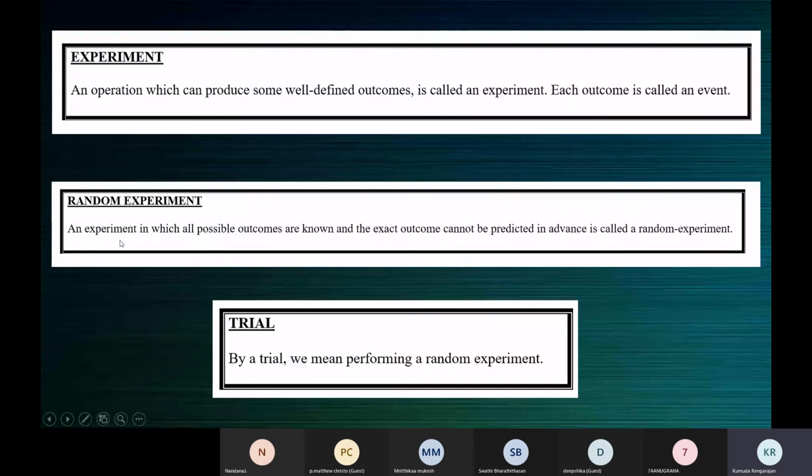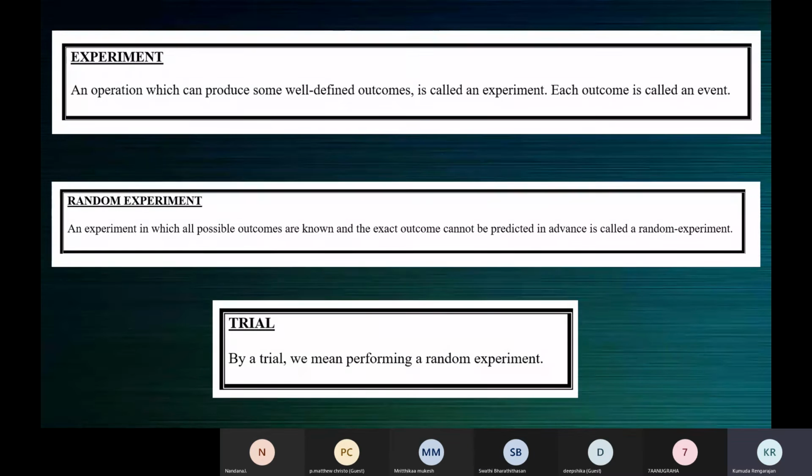An experiment in which all possible outcomes are known and the exact outcome cannot be predicted. When you roll a die, what all is possible, you know, but which one will happen when you roll it, you cannot predict in advance. Before rolling the die, you cannot say, I'm going to roll the die and it's going to show up 4. That's a random experiment. It's called a random experiment.